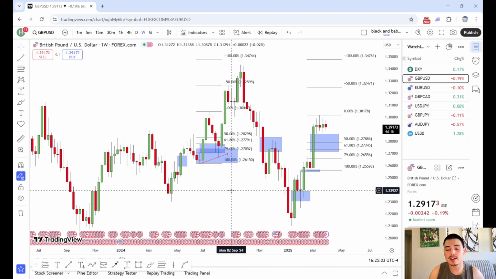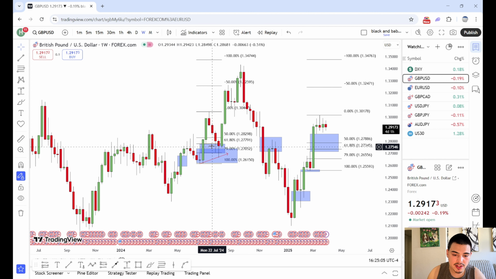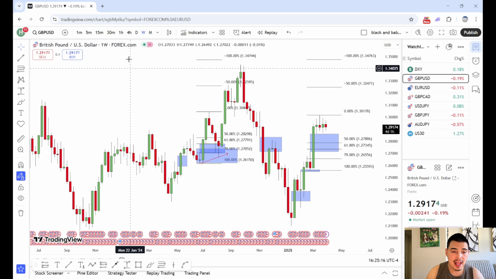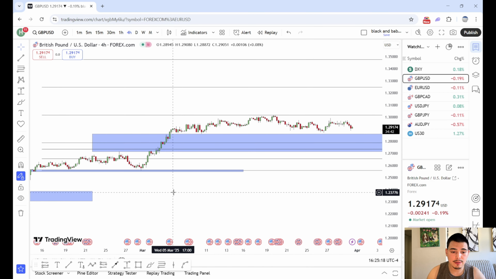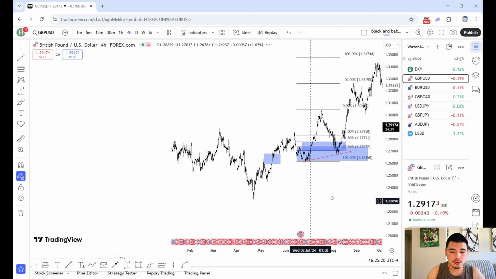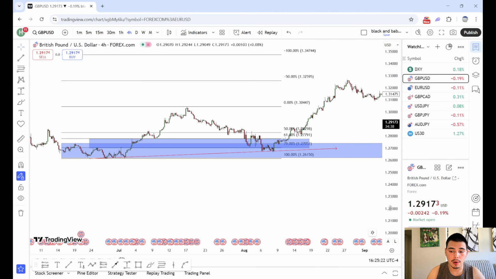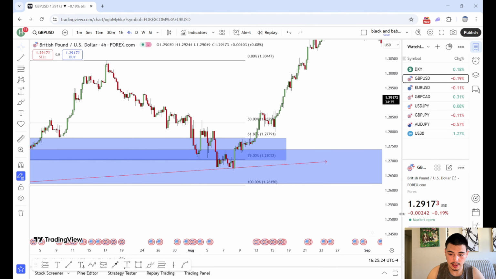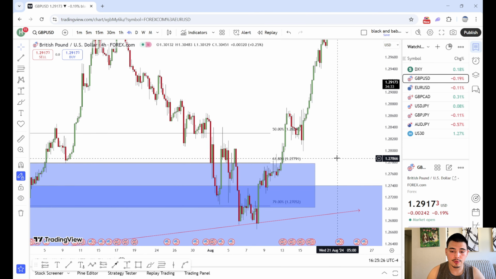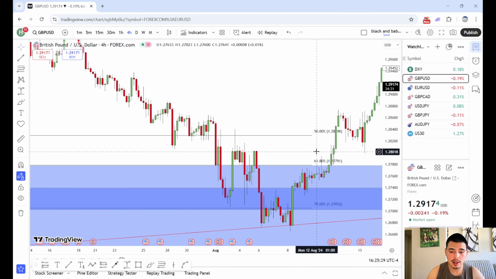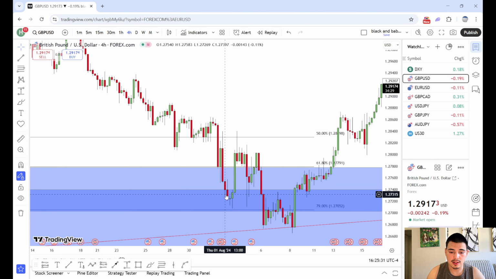Okay. So right here, no SMT divergence present, but it's tapped into internal range liquidity, it's tapped into discount, optimal trade entry, fair value gap, and bullish order block. I'm going to drop to my 4-hour time frame and I want to look for a 4-hour bullish market structure shift. Whenever we're looking for that, we want to first look for the 3 candlewick swing high that was created whenever price initially tapped in.